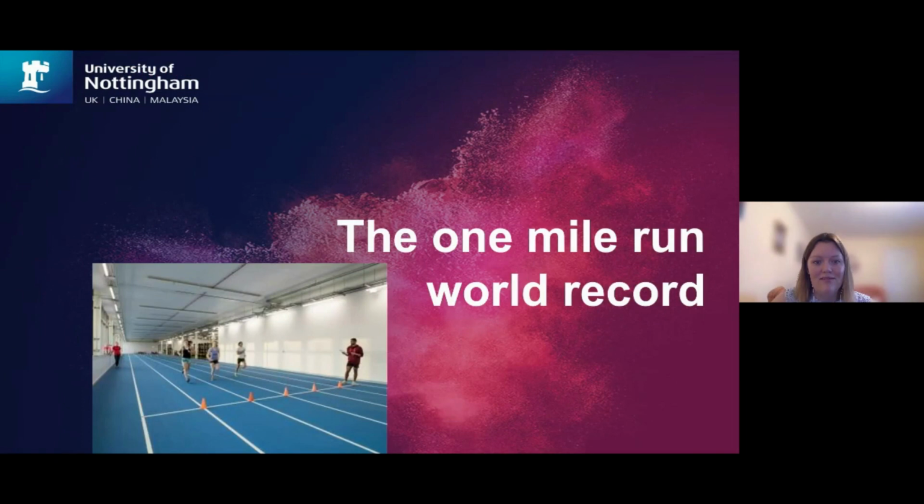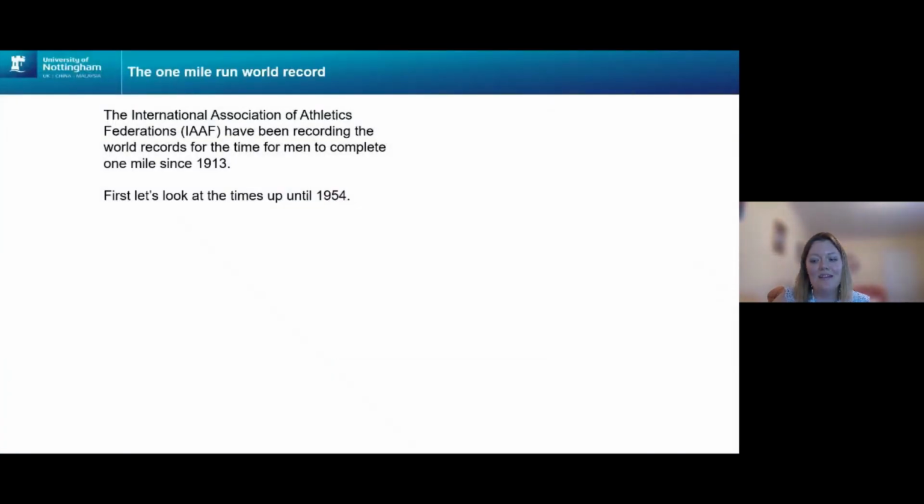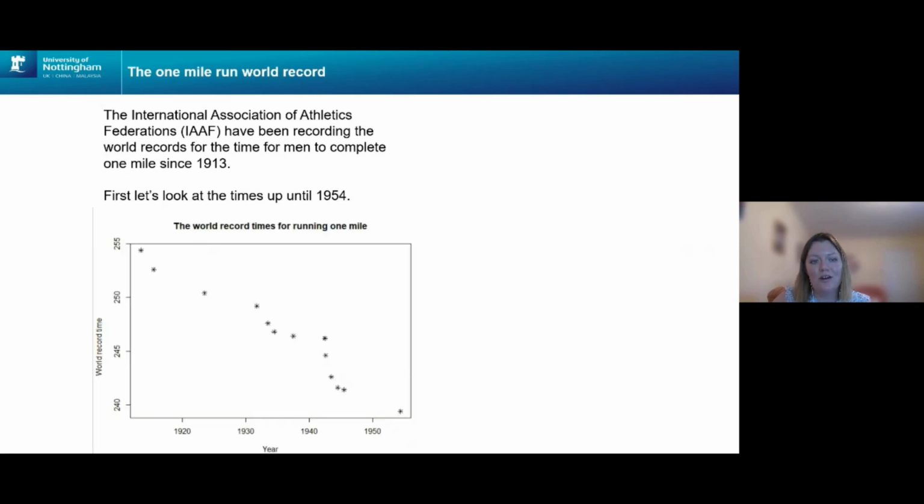So the second part of today's lecture, we're going to look at the 1 mile run world record. Since 1913, they've been collecting the world records for the men's 1 mile run, and we're going to look at these up until 1954. The world record for men completing 1 mile in 1913, when they started, was just below 255 seconds. And by 1954, it was just below 240 seconds.